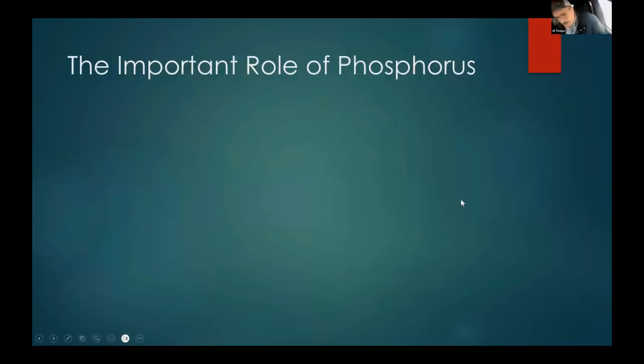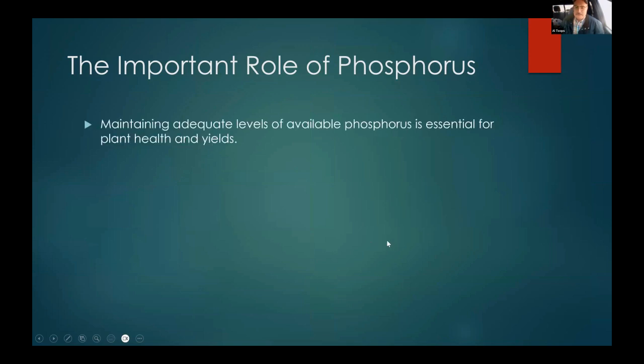So I want to talk about phosphorus for a minute and how valuable this nutrient is and how we've overlooked a lot of the value that this particular macronutrient has. It's important to maintain adequate levels of available phosphorus. And I'm going to show you an example here in a minute of why we have a lot of problems, because phosphorus becomes a really big issue when it comes to nutrient movement.